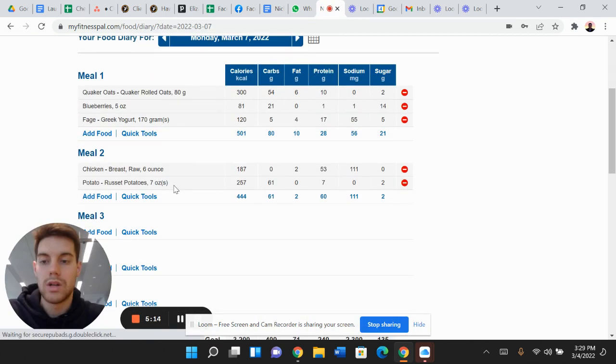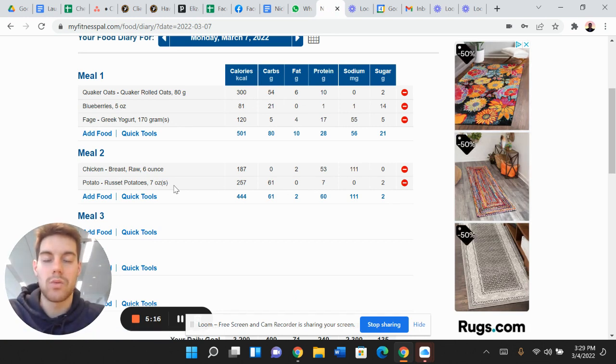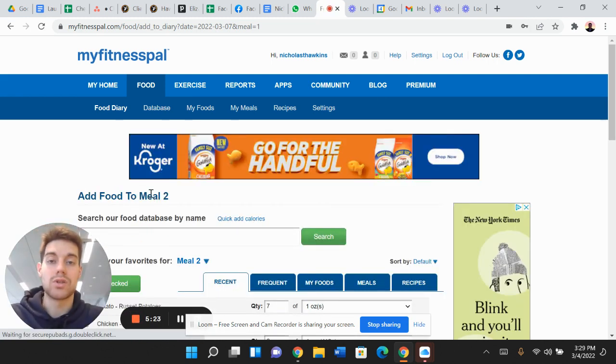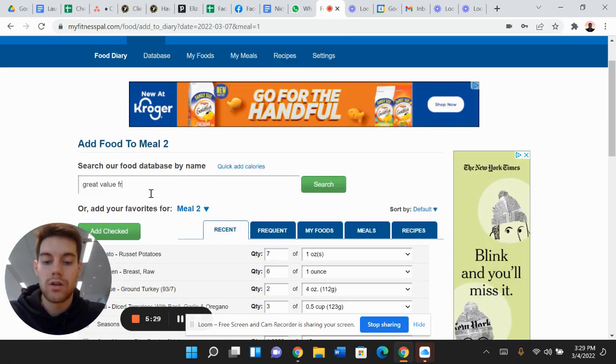Awesome. Cool. If you're using salt and pepper seasonings, don't worry about tracking that. It's not a big deal. Let's say with my potato, I'm going to have some broccoli, okay? And I'm going to use the frozen bag of broccoli. So let's say I'm going to use half of that bag. So let's say I used the Great Value frozen broccoli.